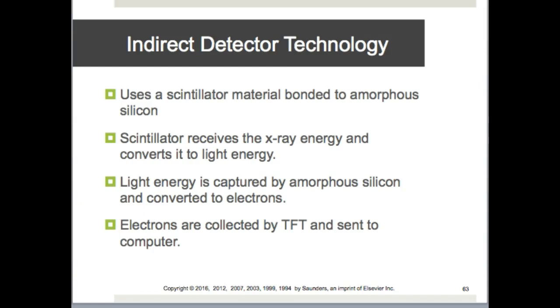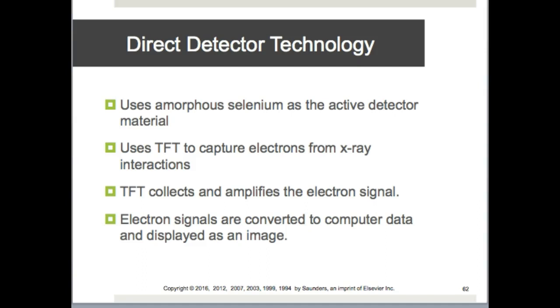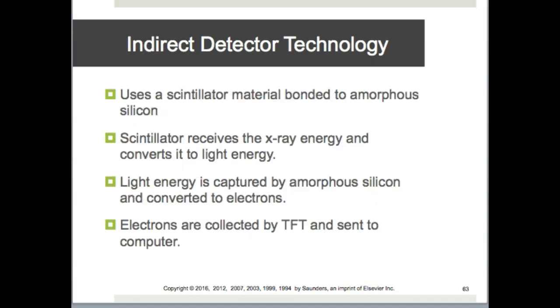So direct does not use the conversion of light. As you can see here, it uses amorphous selenium and it goes directly to the computer for an image, whereas here it has a second step where it takes it and converts it to light.